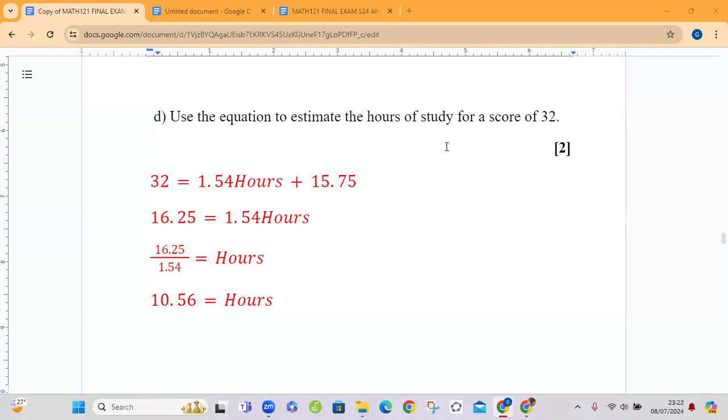Now we can use this equation to estimate the hours for a score of 32. So we substitute 32 in the place of score and we rearrange the equation to solve for hours. We subtract 15.75 on both sides. So 32 minus 15.75 will give us 16.25. And then we divide by 1.54 on both sides to cancel out 1.54 because it is multiplying hours. So 16.25 divided by 1.54 will give us 10.56. So hours is equal to 10.56 if you want a score of 32.